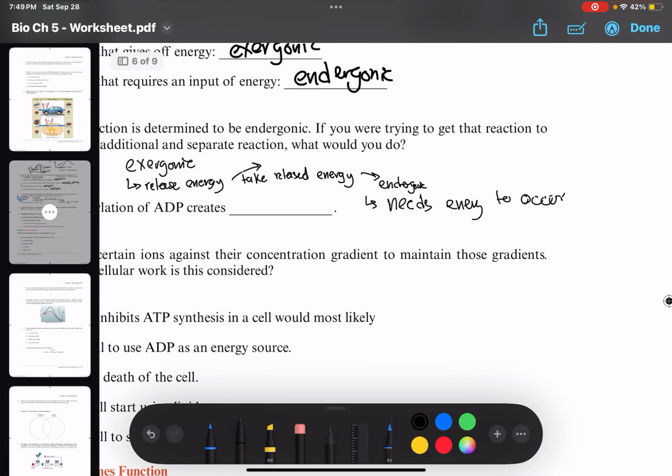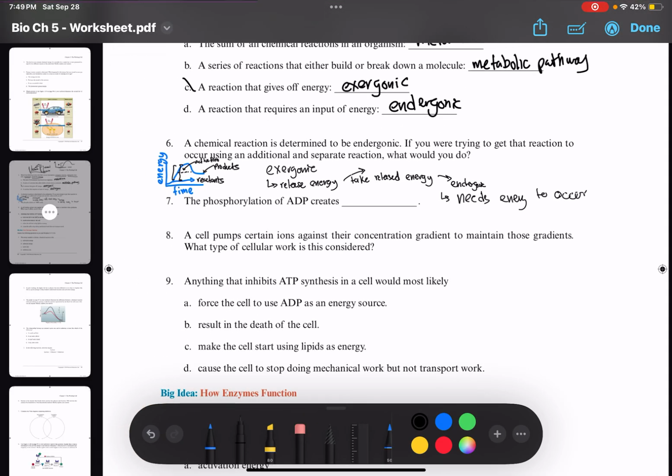So if we're going to say a chemical reaction is determined to be endergonic, and you're trying to get that reaction to occur using an additional and separate reaction, what would we do? We would take an exergonic reaction and take the energy that is released to be used in the endergonic reaction and create the products. That's how it happens. All right, that's how number 6 works. Let's do number 7 now.